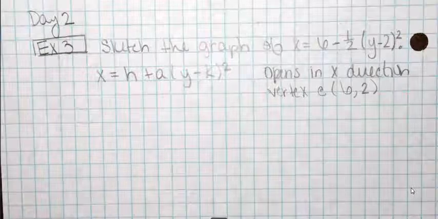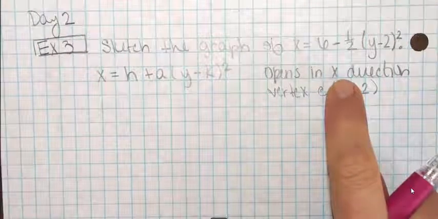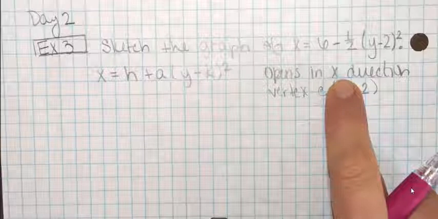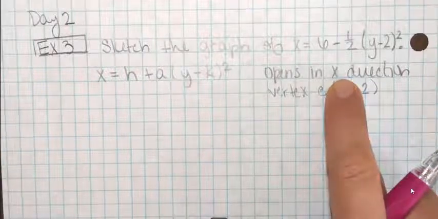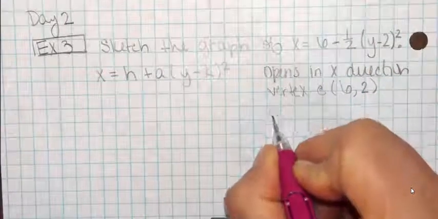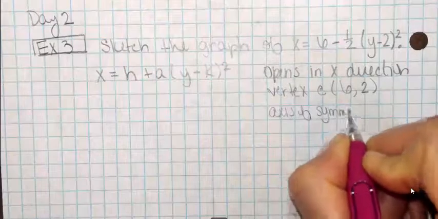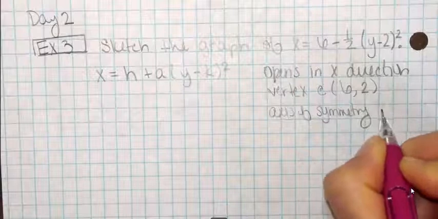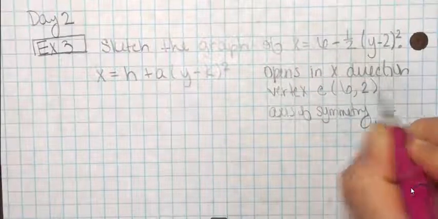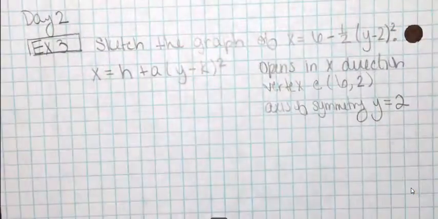This is basically going to be opening in the x direction, so instead of having an axis of symmetry that is vertical, our axis of symmetry will now be horizontal. So our axis of symmetry, instead of being x equals something, is going to be y equals whatever the y equals to. That's a horizontal line.